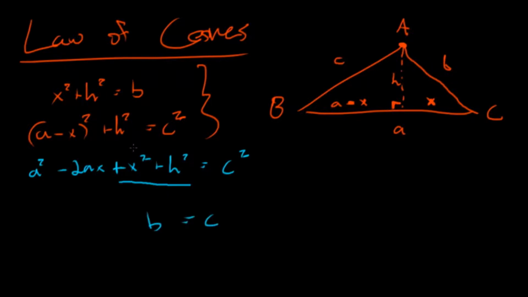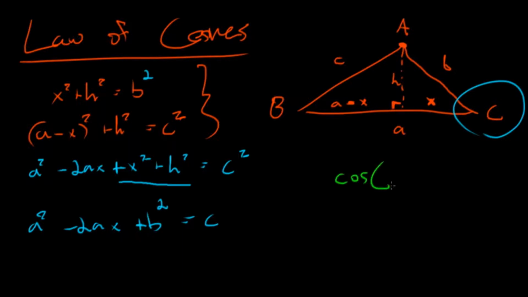x squared plus h squared is b squared. So now we have a squared minus 2ax plus b squared equals c squared. Now all we need to do is eliminate x. We've gotten rid of h. What's x in terms of things that we know? This is where the cosine ratio comes in handy, because cosine of C is equal to x over b. Things we know. If I multiply by b, I get b cosine C is equal to x. Let's plug that in.